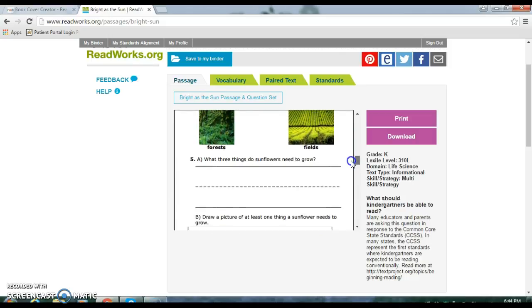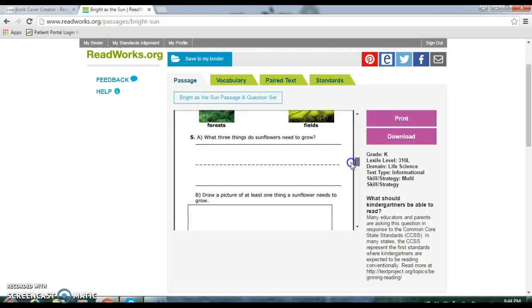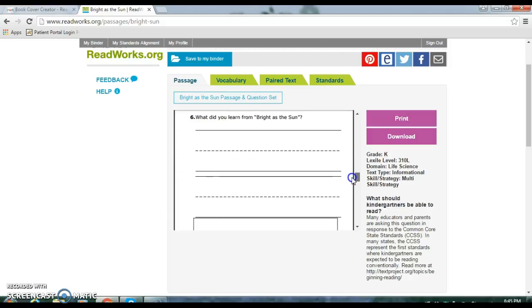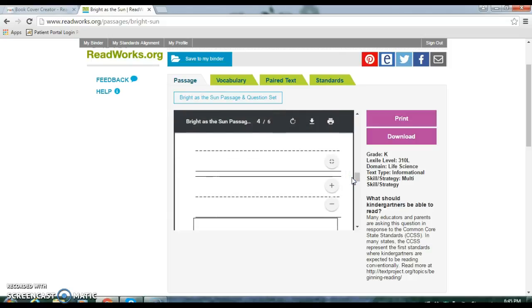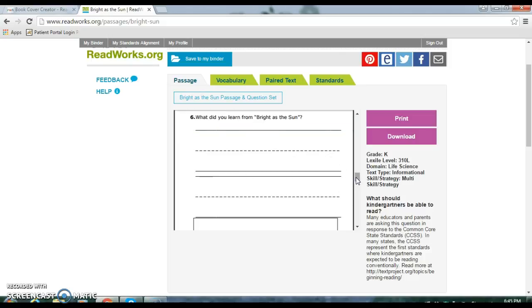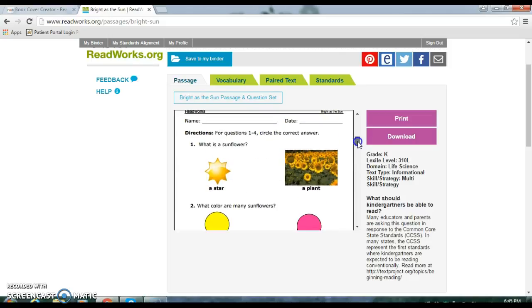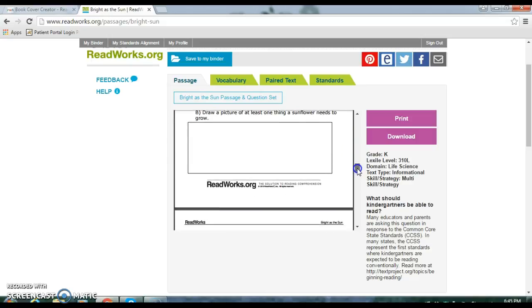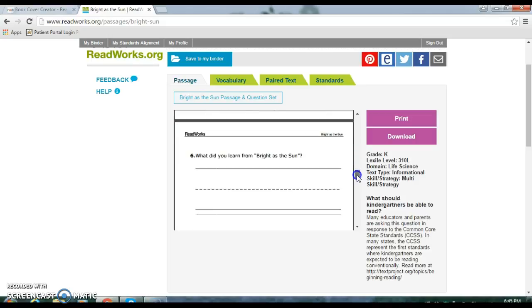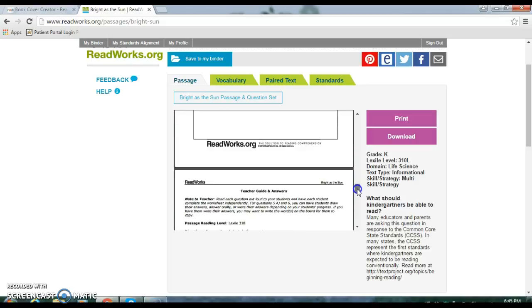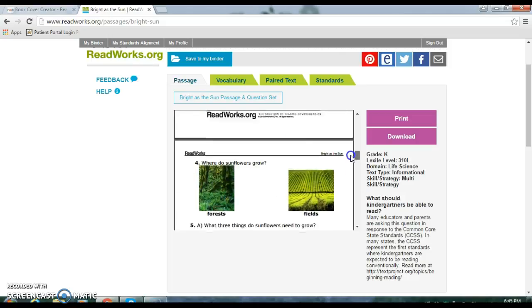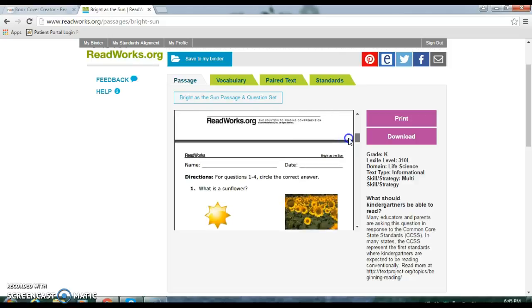And then there are also some writing components. What 3 things do sunflowers need to grow? Draw a picture of at least one thing a sunflower needs to grow. And then here, they're forcing them to go beyond. With our benchmark assessments, we use the Fountas and Pinnell. So we have our within the text questions up here, and then we have those beyond the text. We have to think further, those higher level thinking skills. So what did you learn? They pinpoint all of those different kinds of questions.